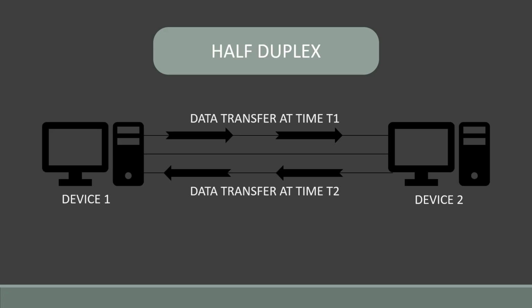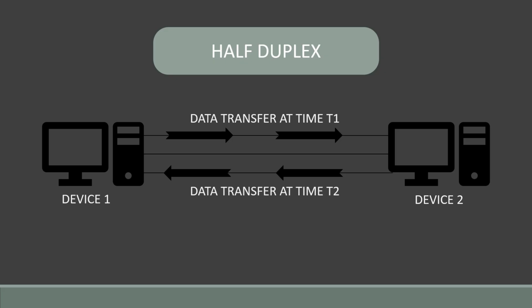Now in duplex mode of data transmission, we are studying half duplex mode. Data can flow in both directions in half duplex mode, but not simultaneously. When one device sends data, the other must wait for the transmission to complete before sending data back.